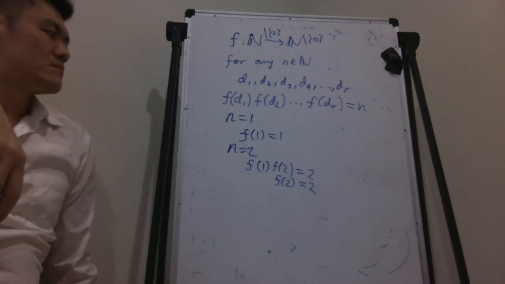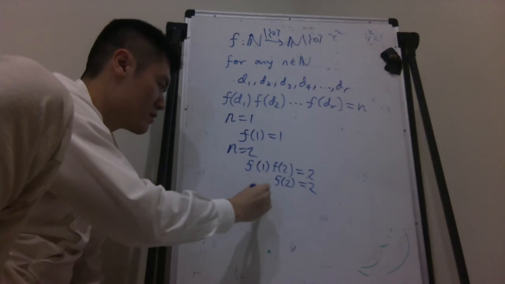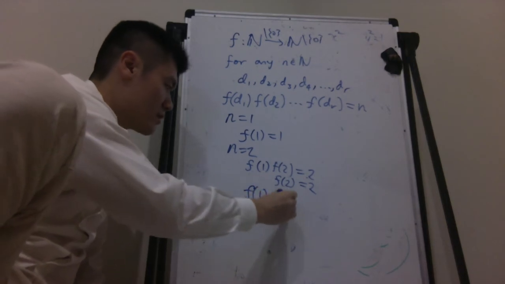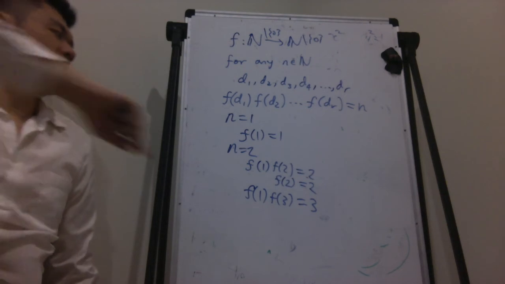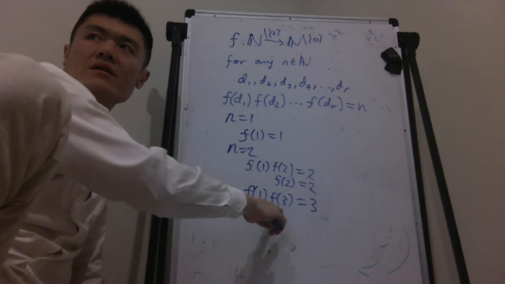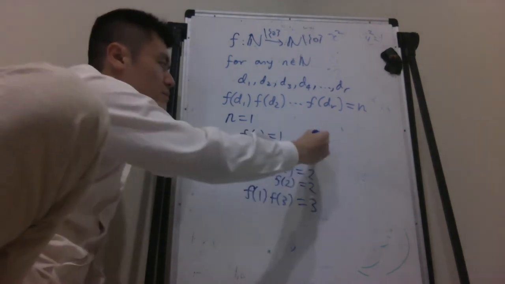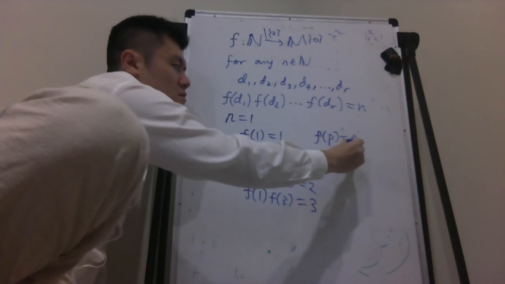And f of 3 has to equal 3. Okay, what's f of 1 times f of 3? That's how you figure out the if statement for prime numbers. Can you see it's clear that any prime number only has 1 and p as factors, right? So if it's prime, then f of p has to be equal to p, yeah? Yes, for prime. That's my if statement.